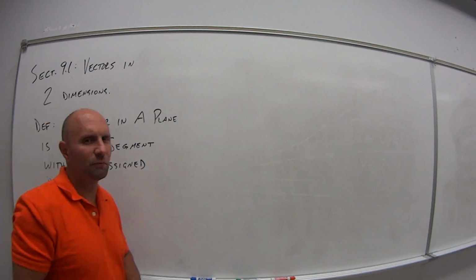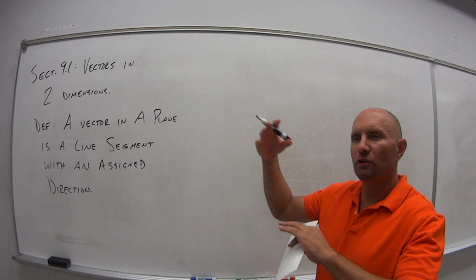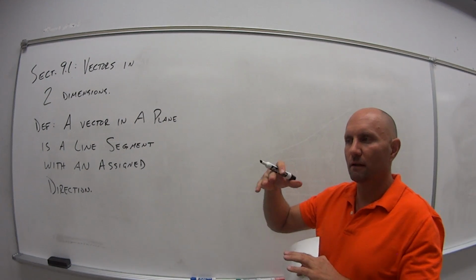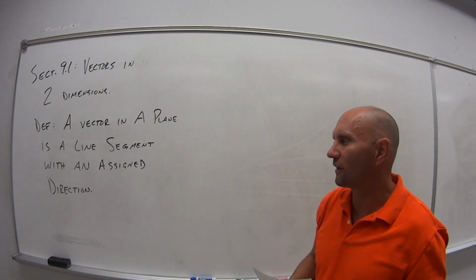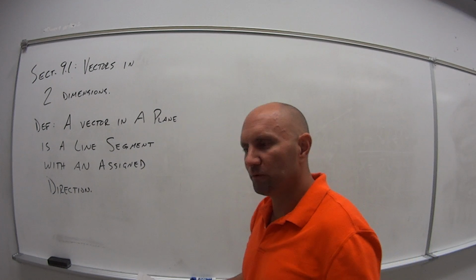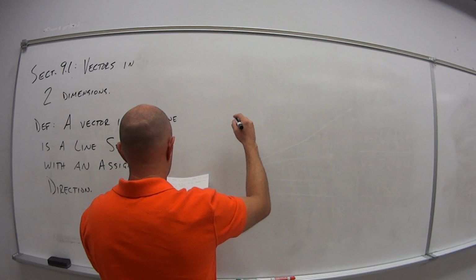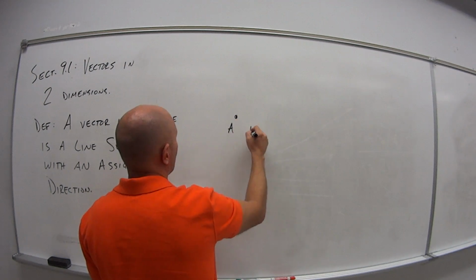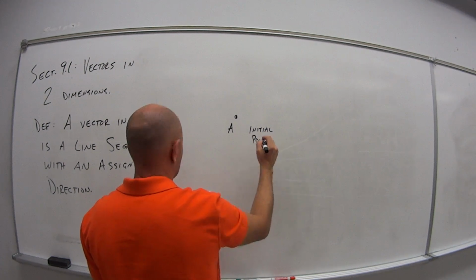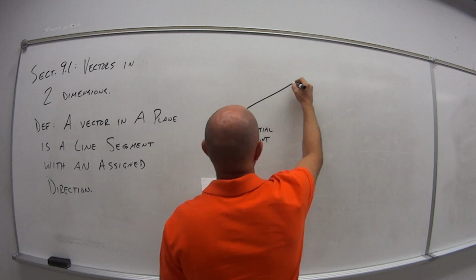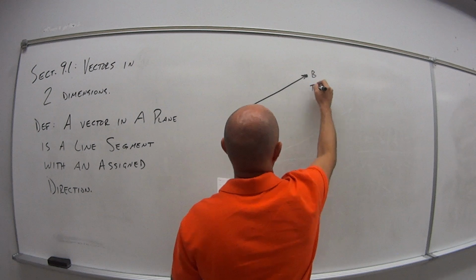We've seen some problems like this already, our bearing and heading problems, right? We're given a distance with a heading like north 30 degrees east. That is a line segment with an assigned direction. We're going to simplify it a little by using this concept of vectors. We'll call this point A, our initial point. It heads off in some direction to some point B, which is our terminal point.